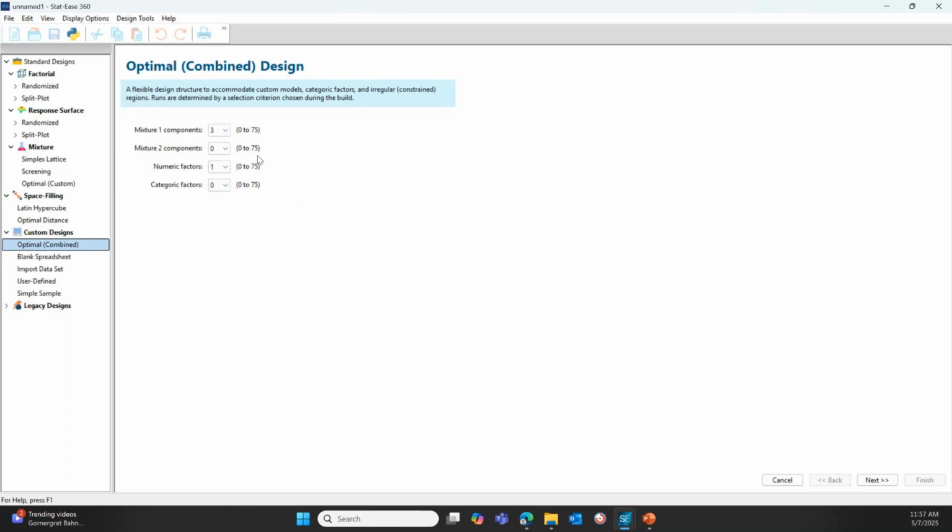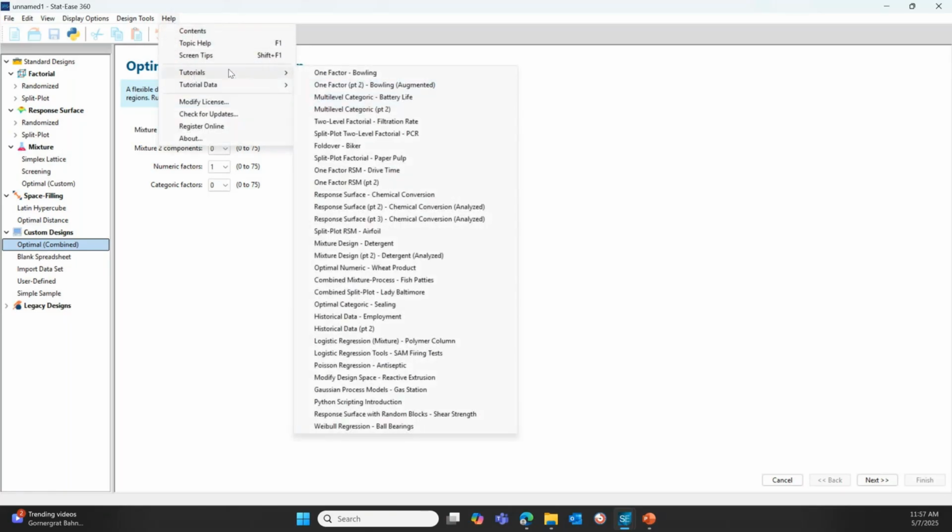And let me just point you to this for future learning. Here's a hint. In the software, if you hit help, you can see these tutorials, and one of them here will be, where do I see it?